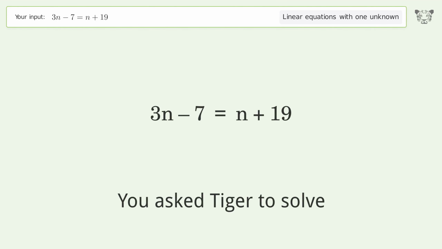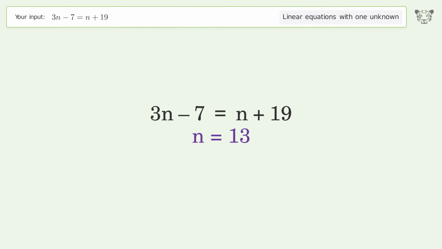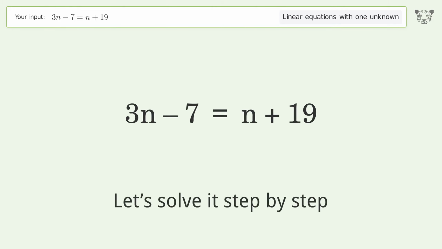You ask Tiger to solve this. This deals with linear equations with one unknown. The final result is n equals 13. Let's solve it step by step.